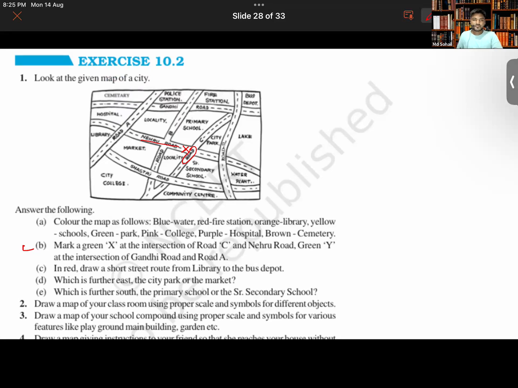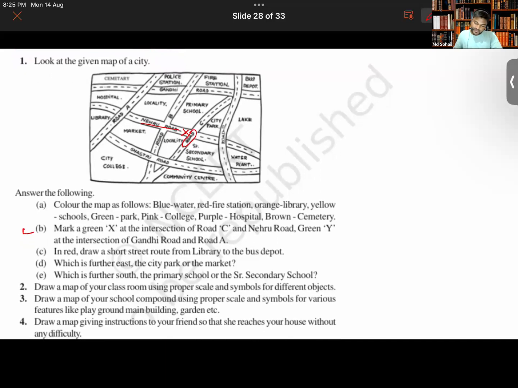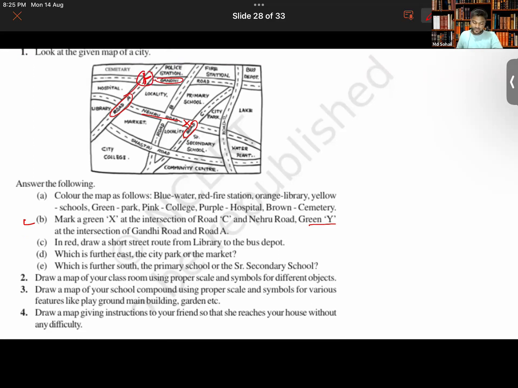Okay. Then see the next question. What does it say? Green Y in the same question, green Y at the intersection of Gandhi Road and Road A. So Road A is here, near the library. And this is your Gandhi Road, no? So here it has to be marked. Right. Okay, that is simple.